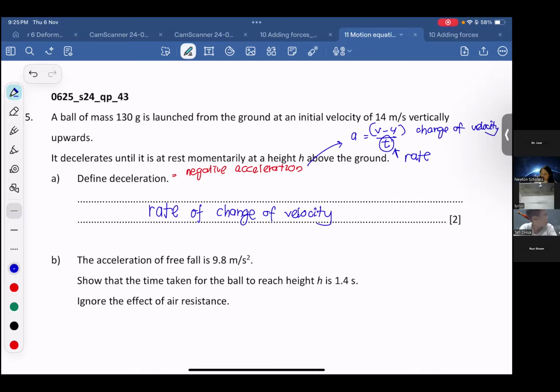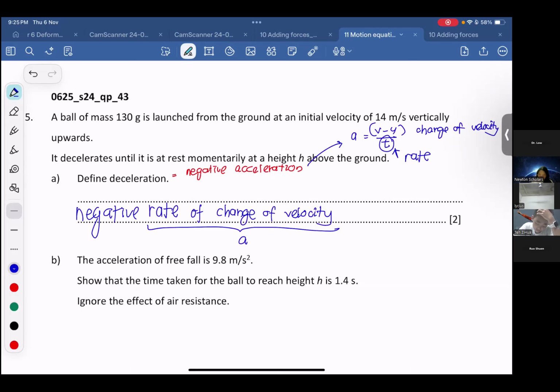Okay, so rate of change of velocity represents your acceleration only. Deceleration is what? Negative rate of change of velocity. 2 marks. If you are able to say rate of change of velocity, 1 mark. If you are able to say negative acceleration, 1 mark. So negative rate of change of velocity. This is the definition for deceleration.